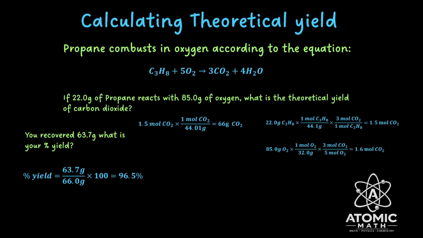So as you can see, these questions are not that difficult. You just have to figure out which is your limiting reactant, and then once you do, use that amount to figure out what your theoretical yield is. Usually they're also going to give you what you actually recovered so that you can calculate your percent yield.